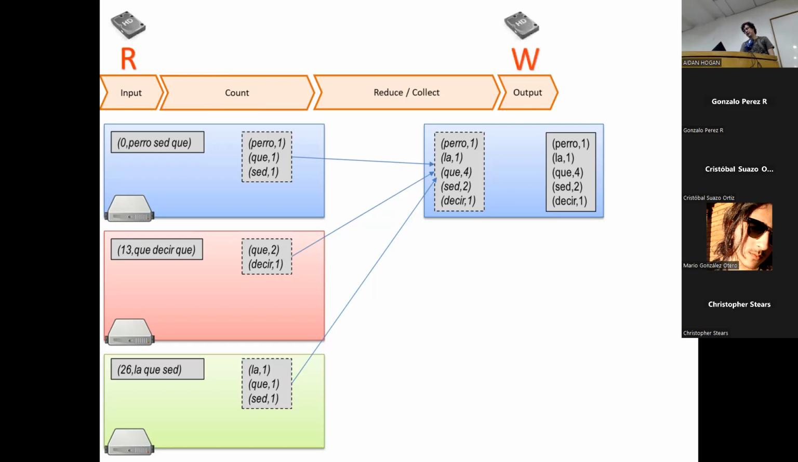So we have one read and we have one write, and we have one network access as well, one shuffle, but that's the same as in Hadoop, right? So we can save a lot of cost here. We just have to read the input and write the final output. The rest of the stuff is done in memory.